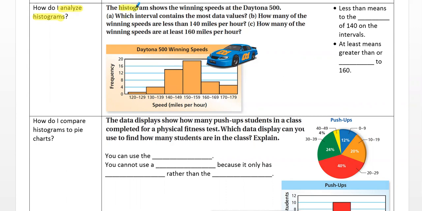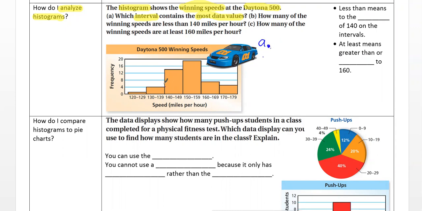So the histogram shows the winning speeds, how fast the cars were going in the Daytona 500, which is 500 laps. Which intervals, hopefully you know what those are. They're on the bottom of the histogram. They're all the same size. Contains the most data values. So part A is which interval contains the most data values. I'm going to go ahead and put part A over here.